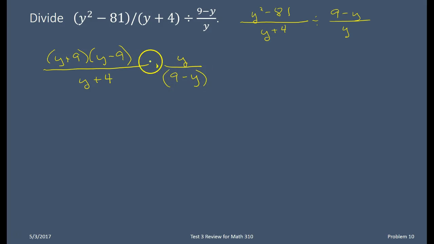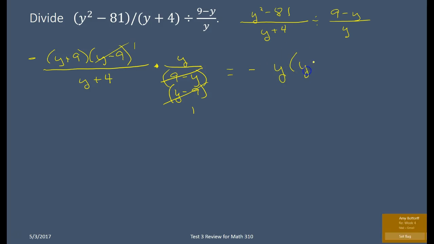Okay, here we have the same kind of thing. We have 9 minus y, and all we have to do is put a minus sign in front and change this to y minus 9. That's a little trick we can use, because 9 minus y is equal to the negative of y minus 9, and we can move that negative in front. So now we can cancel our y minus 9, and we are left with a negative of y plus 9 times y over y plus 4. And like I said, I like to put my monomials in front, but it doesn't matter, over y plus 4.